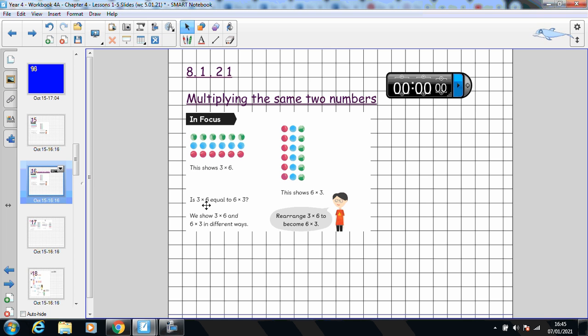Is 3 times 6 equal to 6 times 3? I'd really like you to pause the video while you show this to somebody in your house with counters or any kind of food counter you can find.